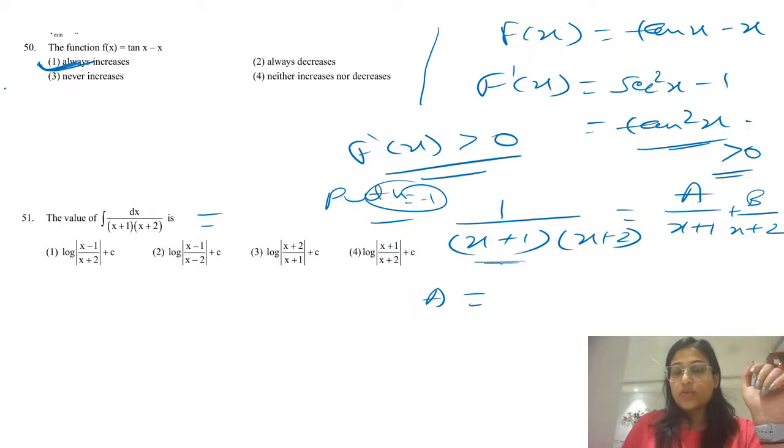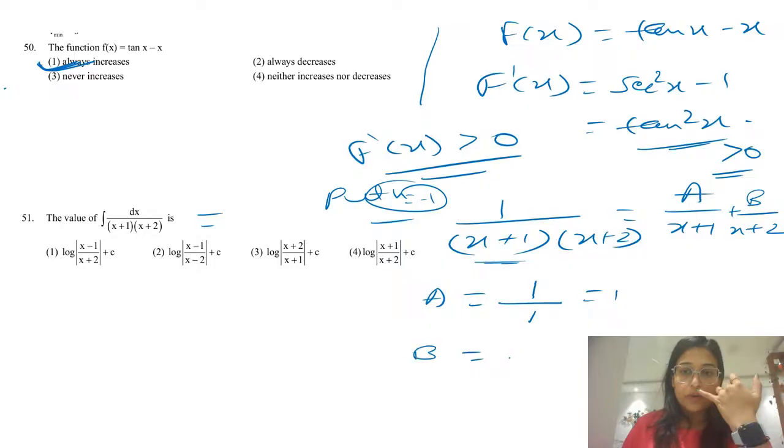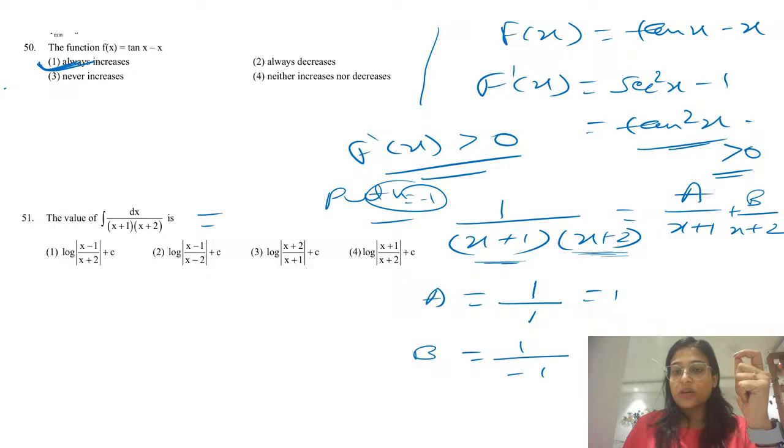We'll just ignore it. Otherwise the value will be 1 by 0, which is not defined, infinity. So A will be 1 by (minus 1 plus 2), which is 1. If I talk about B, what is the value of B from here? Again for B, we put x equal to minus 2 but ignore this part. So it will be 1 by (minus 2 plus 1), which is minus 1. So further it can be written as 1 by (x plus 1) minus 1 by (x plus 2).